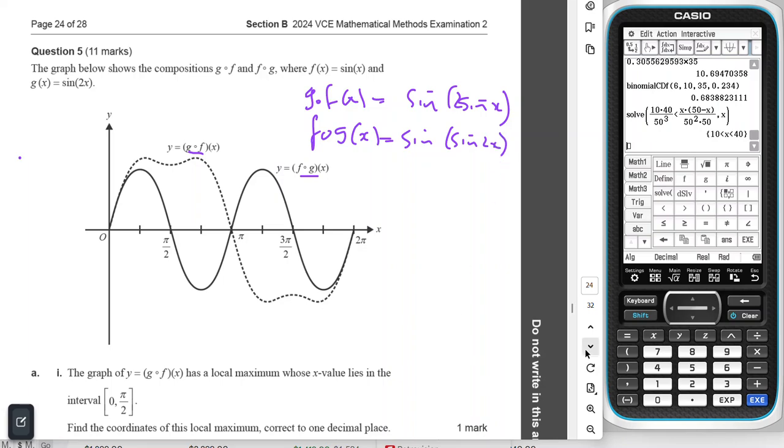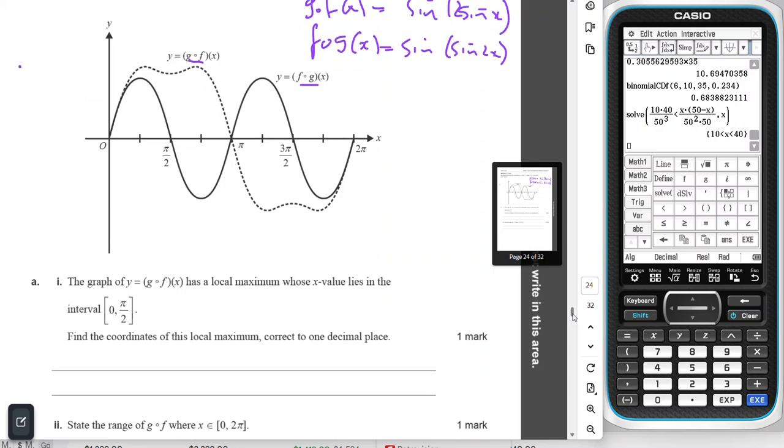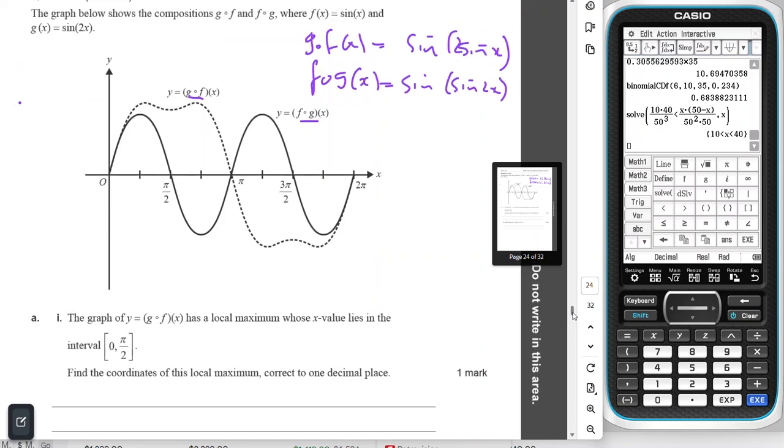Okay, so the question initially asks, for the graph of g∘f has two local maxima. So there's that one and there's that one. Only one of them, there's part, so we're looking for that particular value. Find the coordinates of this local maximum.